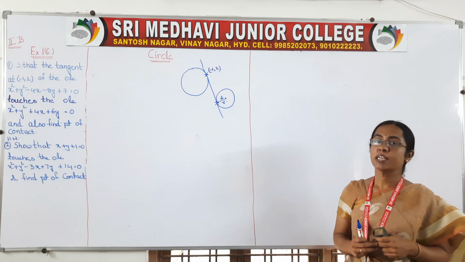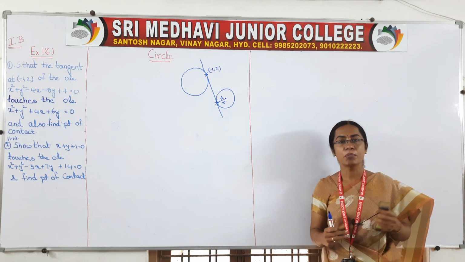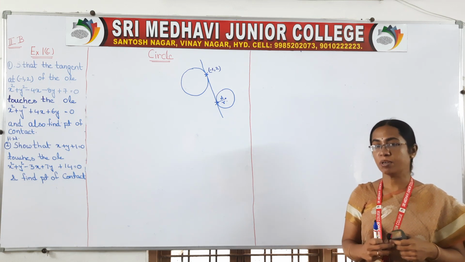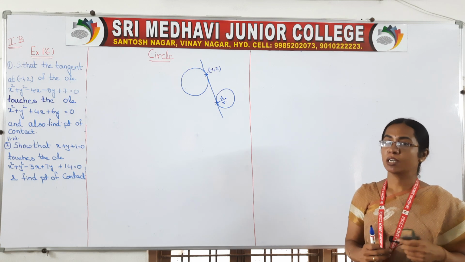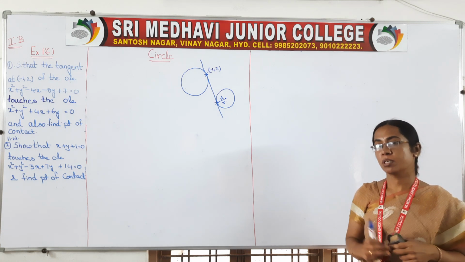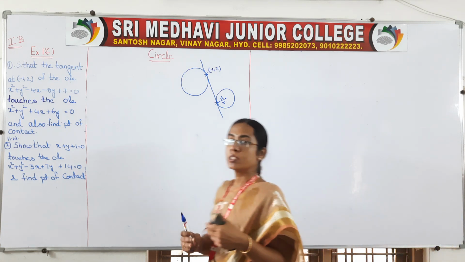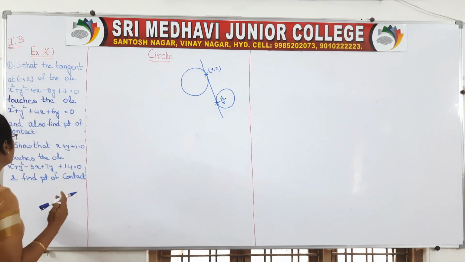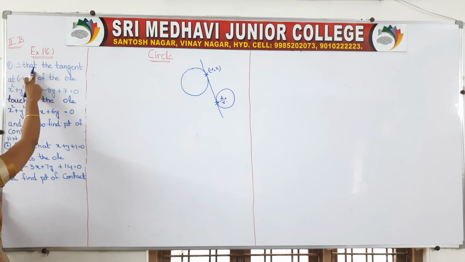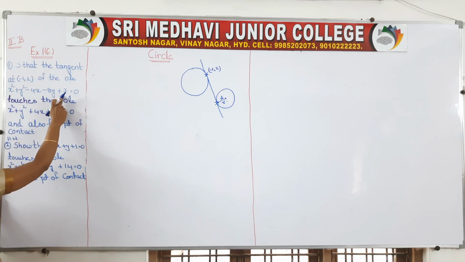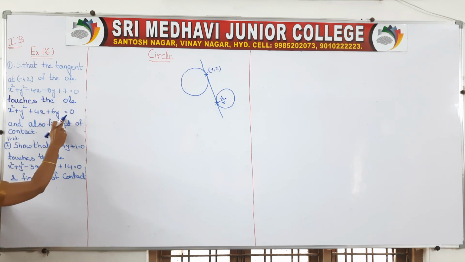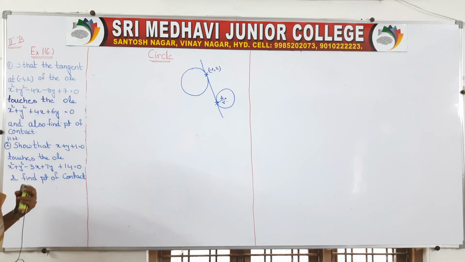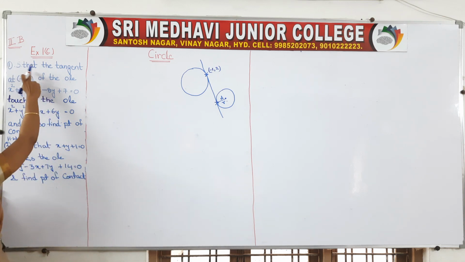Okay, this is a little bit lengthy question and sometimes they may ask this for 7 marks also, and important also. Be attentive throughout the problem, right? So sit straight and watch the video. So read the question carefully. Show that the tangent at (-1, 2) to the circle touches the other circle and also find the point of contact. So once again, show that problem.